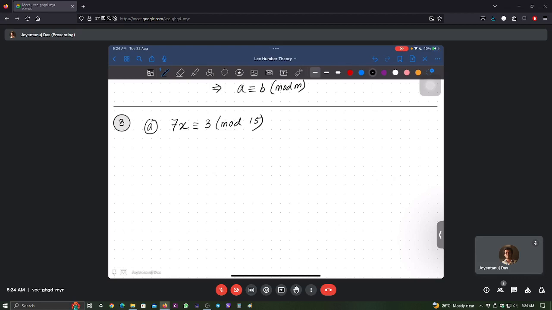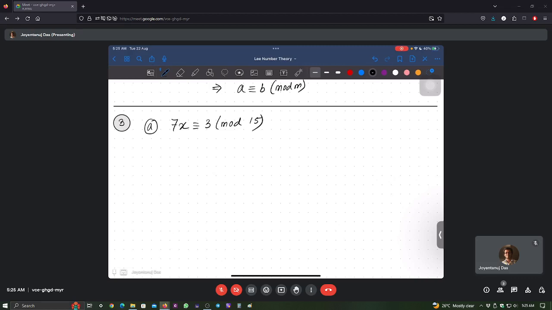The GCD of A and M: here the GCD of 7 and 15 is 1, right? So a solution exists. But how to find the solution? I remember we find one solution first, and then we have a formula to find the other solutions. So how do we find the first solution?